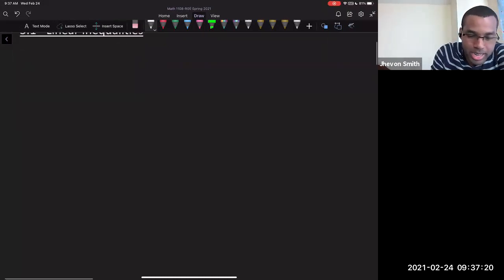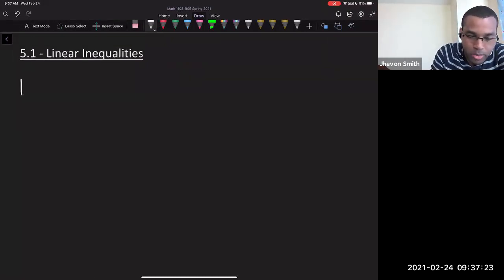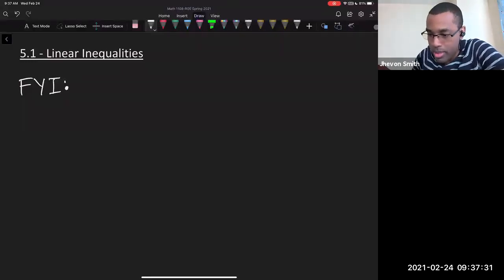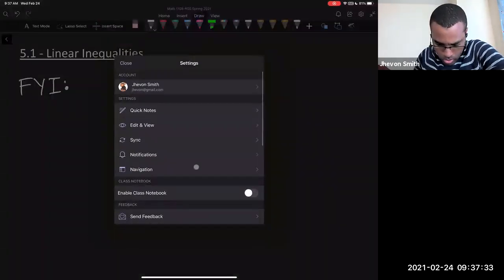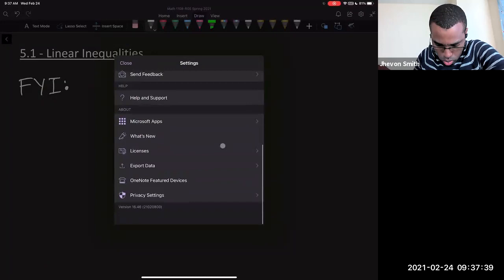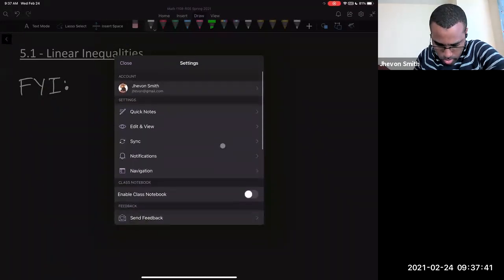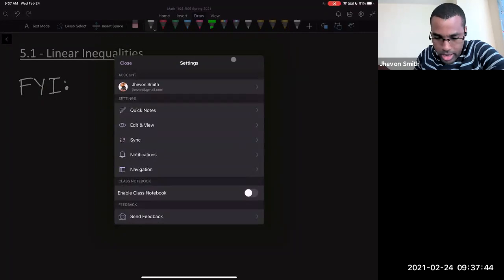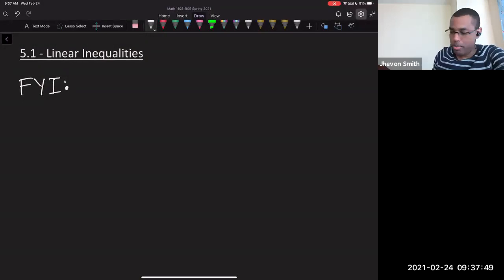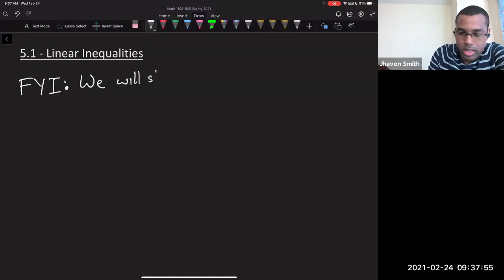So I'll just mention that. I don't know why it does that. FYI. Okay, maybe I can do that. I'll have to figure that out later. I want to be able to change the pressure sensitivity on this pencil. I see how thick it drew the C.